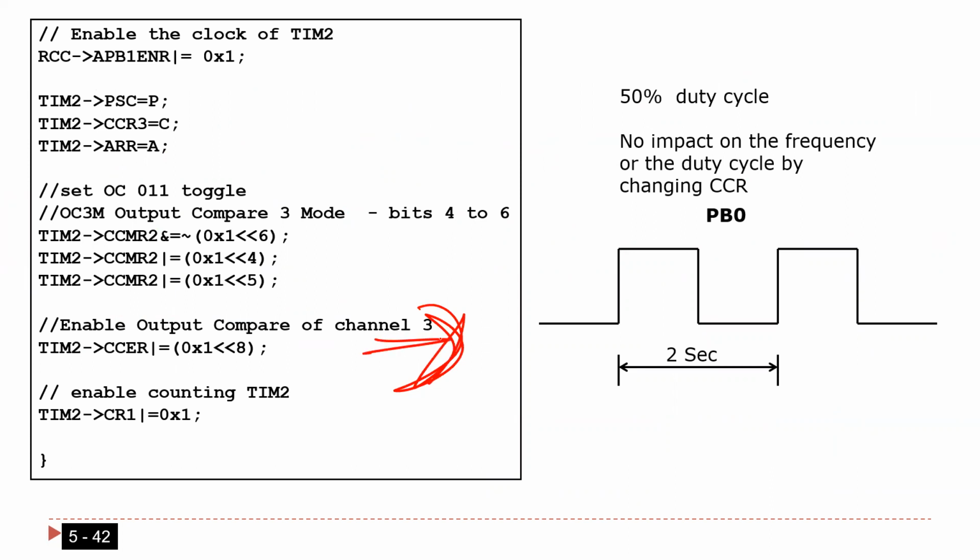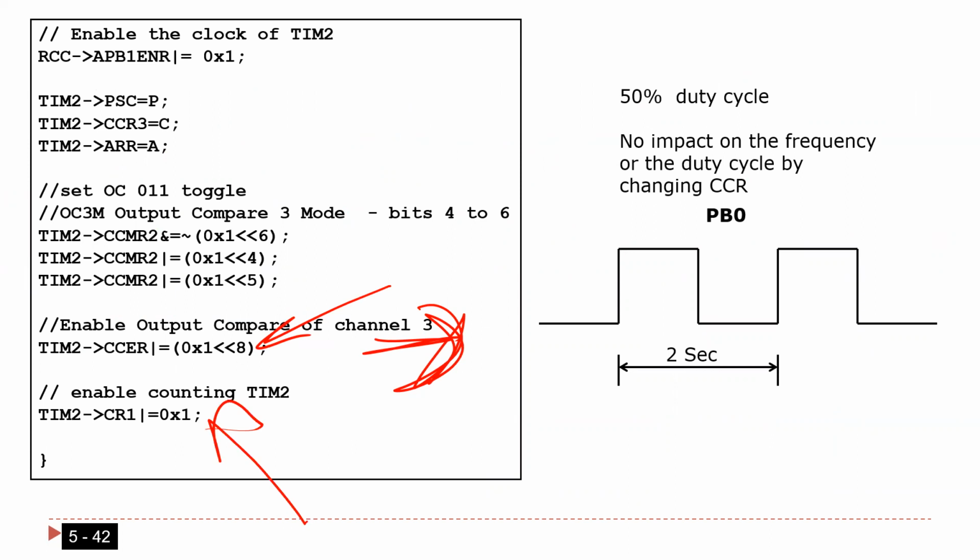You need to turn channel 3 on. This is the bit to turn channel 3 on. Also, you have to enable counting for the timer. Is that okay? I'm not using interrupts. That's why I did not enable interrupts here.